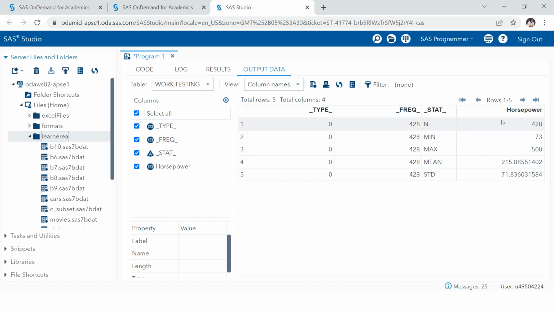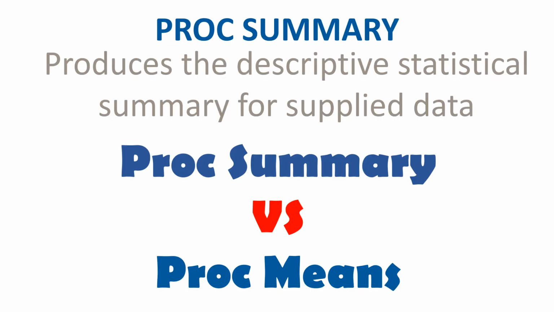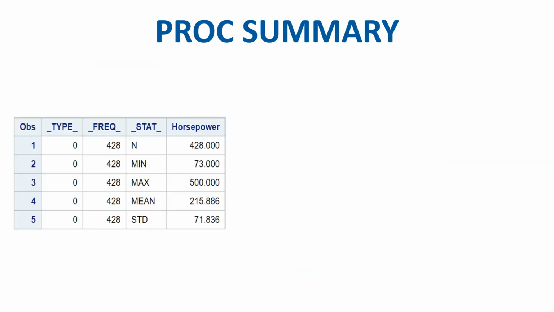If you see, it has these many columns. Let's try to understand each of these columns in detail. So here, this is the table which we have, and let's have a look at this column. This column is nothing but the name of the descriptive statistics which has been produced. You see here, N represents the number of records in the supplied data. Min is the minimum in this particular variable, right?